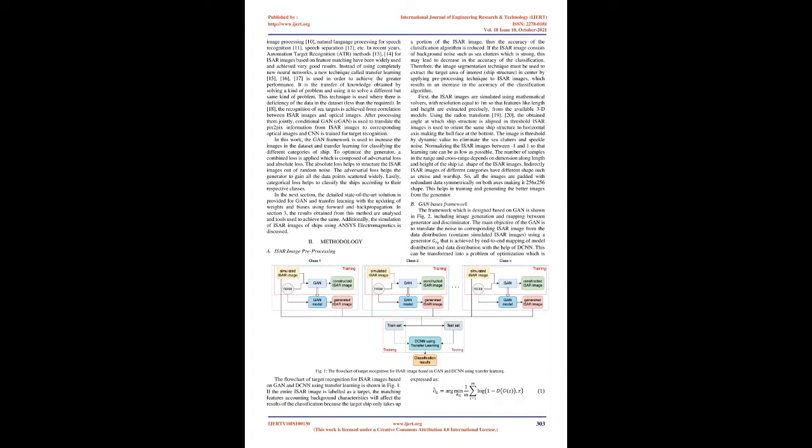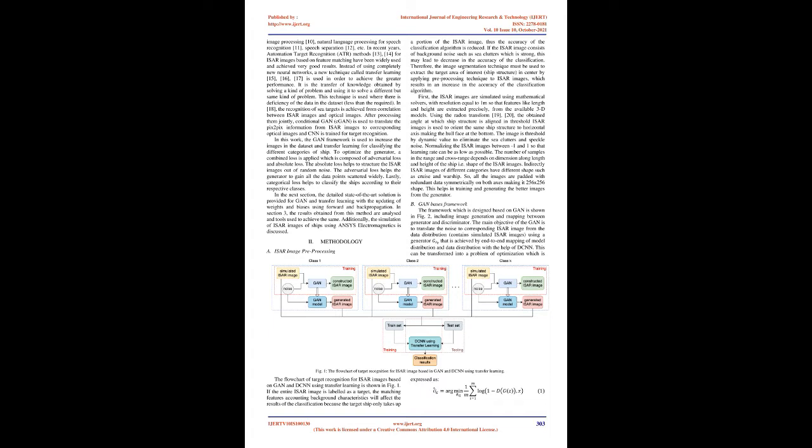In [18], the recognition of radar targets is achieved from correlation between ISAR images and optical images. After processing them jointly, a conditional GAN, CGAN, is used to translate the pix-to-pix information from ISAR images to corresponding optical images, and a CNN is trained for target recognition.